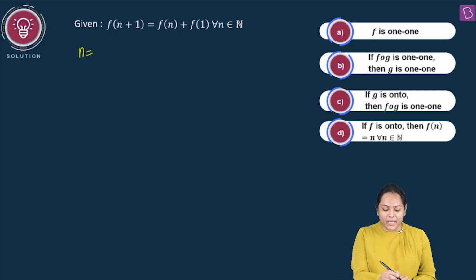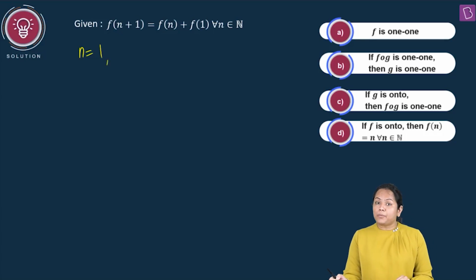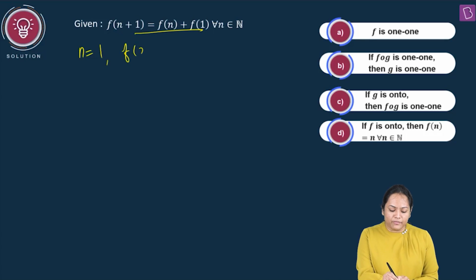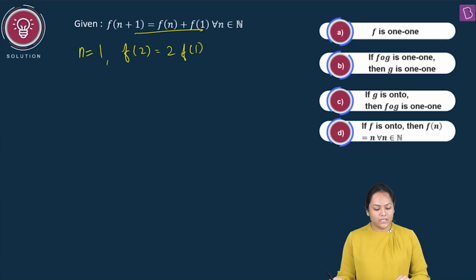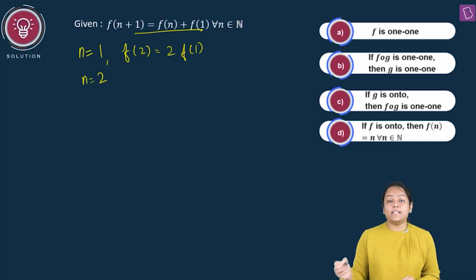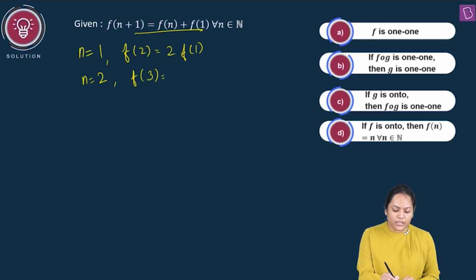Suppose you start from n is equal to 1. So when I put n is equal to 1 in the given functional equation, I'm going to get f of 2 is equal to twice of f of 1, right? So that means if my f of 1 is some integer, f of 2 will be twice of that. Clear?